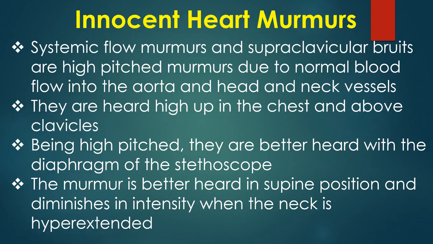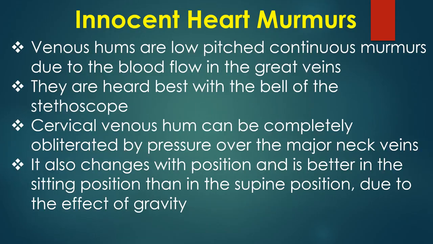Systemic flow murmurs and supraclavicular bruit are high-pitched murmurs due to normal blood flow into the aorta and head and neck vessels. They are heard high up in the chest and above the clavicles. Being high-pitched, they are better heard with the diaphragm of the stethoscope. The murmur is better heard in the supine position and diminishes in intensity when the neck is hyperextended. Venous hums are low-pitched continuous murmurs due to the blood flow in the great veins. They are heard best with the bell of the stethoscope. Cervical venous hum can be completely obliterated by pressure over the major neck veins.